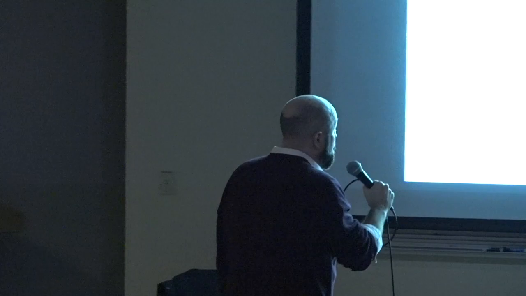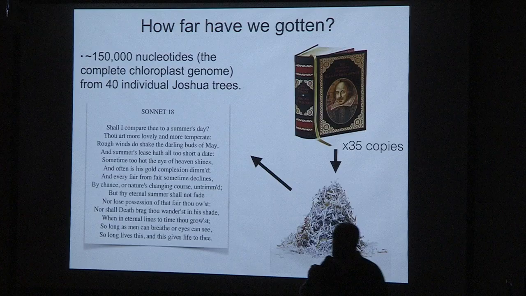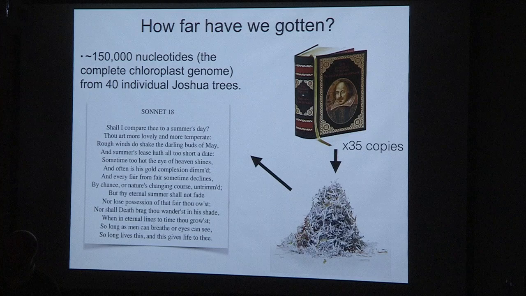We've assembled the chloroplast for about 40 different individual Joshua trees. And so you might think about this as like having recovered the sonnets from Shakespeare. It's not Shakespeare's complete works, but potentially we can learn a lot about how Shakespeare wrote and what he thought about by looking at the sonnets. Does that make sense?